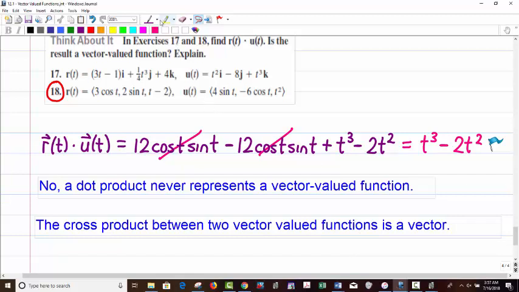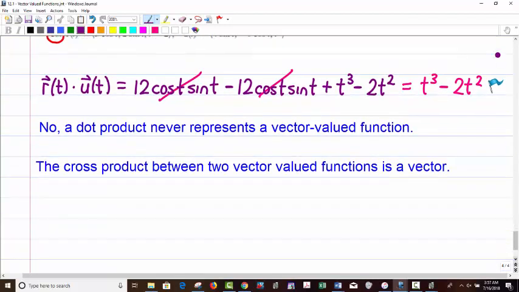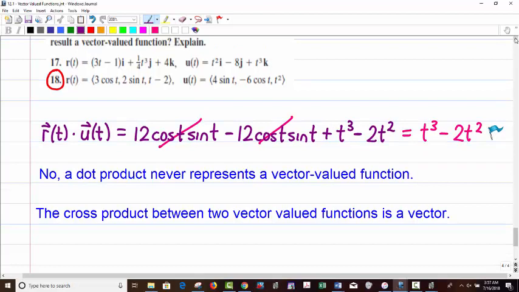So dot product, pretty easy here. We've got 3 cos t times 4 sine t makes 12 cos t sine t. 2t times negative 6 cos t makes negative 12 sine t cos t. And then t minus 2 times t squared would yield t cubed minus 2t squared. So these two terms conveniently cancel, and that leaves me with t cubed minus 2t squared. And that concludes this video for vector valued functions.